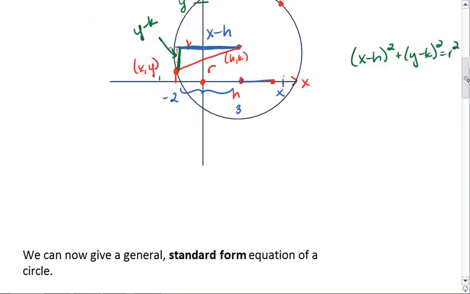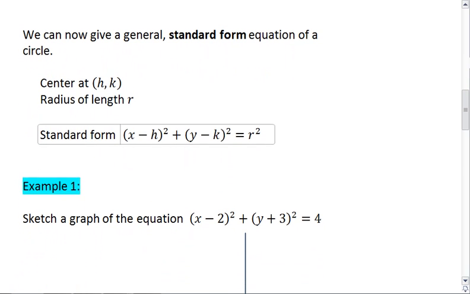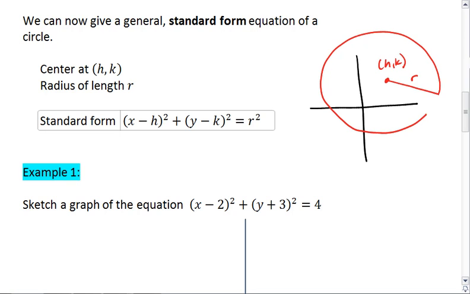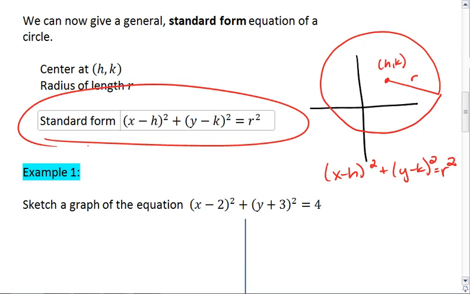We now have a general standard form for the equation of a circle. That if a circle has its center at h, k and a radius of length r, that circle's equation is given by (x minus h) squared plus (y minus k) squared, which equals r squared. Know this equation. This is what this entire section is about.